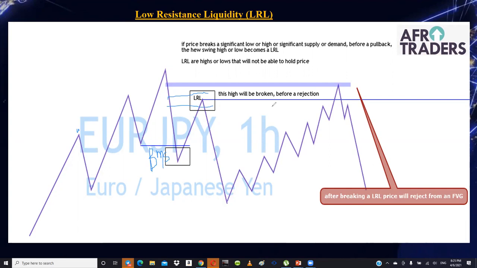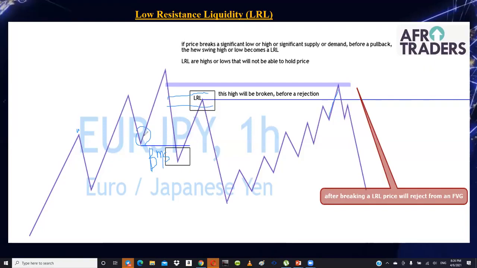So when price is coming back, this area was formed after price took this low, so price will trade above this because it's a low resistance liquidity. So if price breaks a significant low or high, or a significant supply or demand zone, it depends on how you understand this. If this is a demand zone to you, it is a significant demand zone.